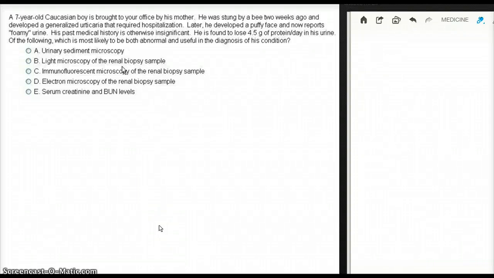In this question, a 7-year-old Caucasian boy, again, I'm going to focus on the age, 7, is brought to your office by his mother. He was stung by a bee 2 weeks ago, and developed a generalized urticaria and required hospitalization. Later, he developed puffy face and now reports foamy urine. So puffy face, foamy urine.